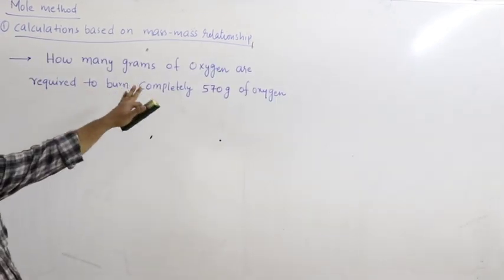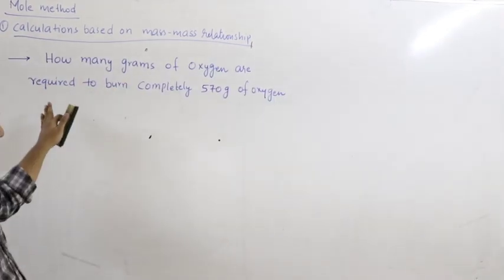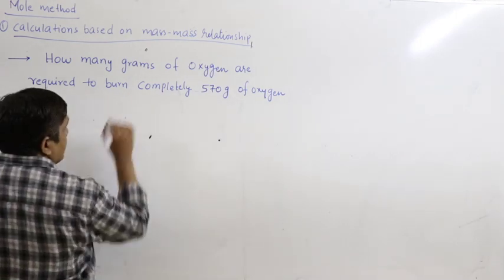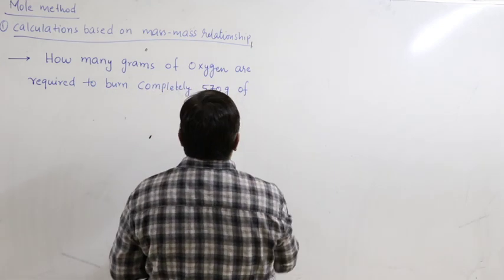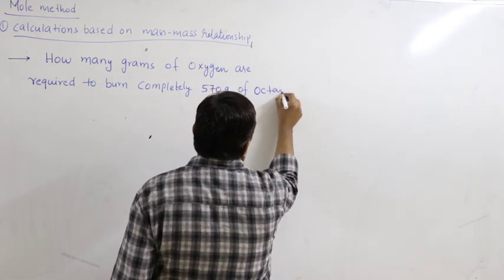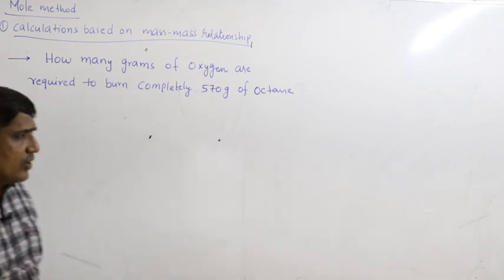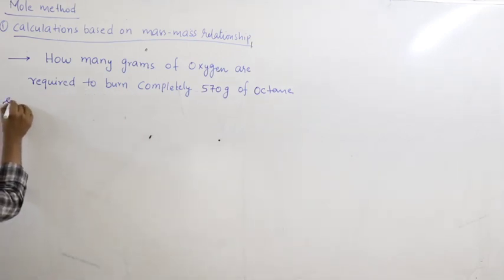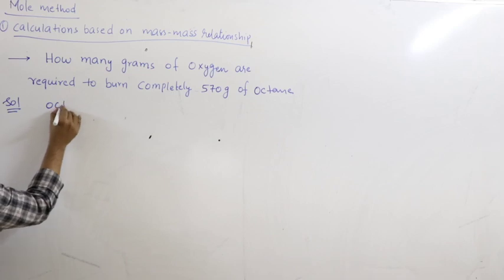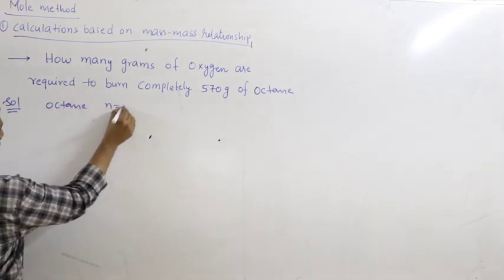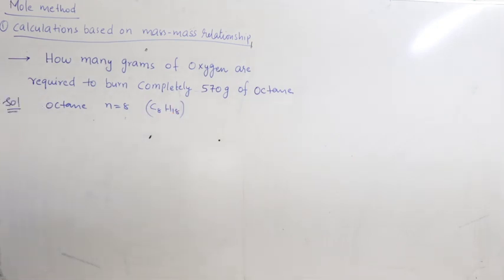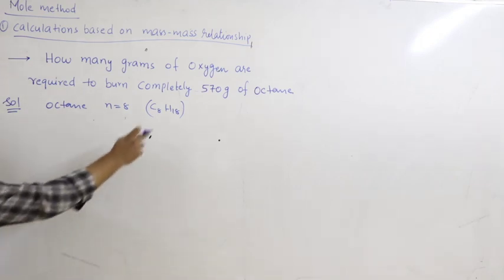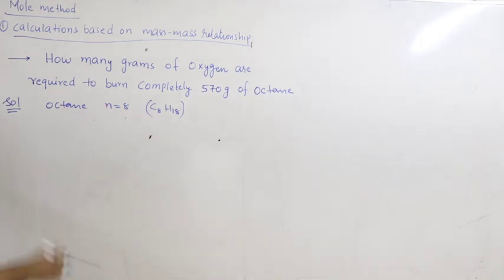How many grams of oxygen are required to burn completely? That means to oxidize completely 570 grams of octane. So let us see first octane. Octane is an alkane where n is 8. Therefore C8H18, CnH2n+2, substituting n equal to 8. So this is octane. Octane is completely oxidized.